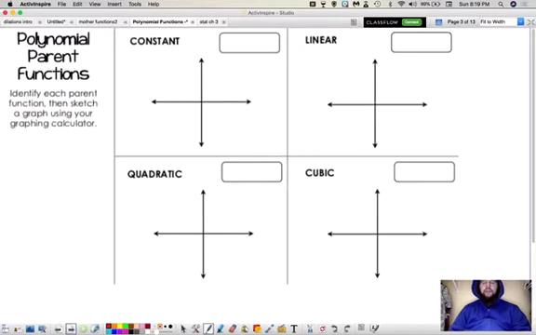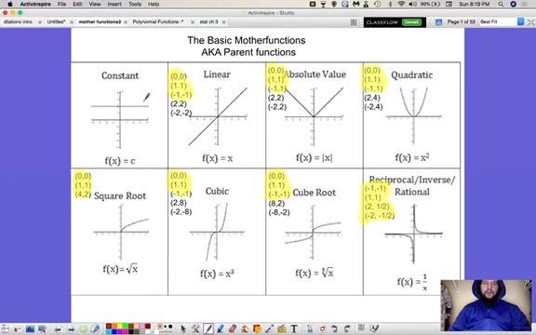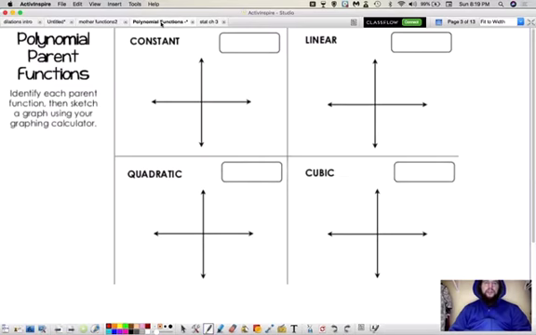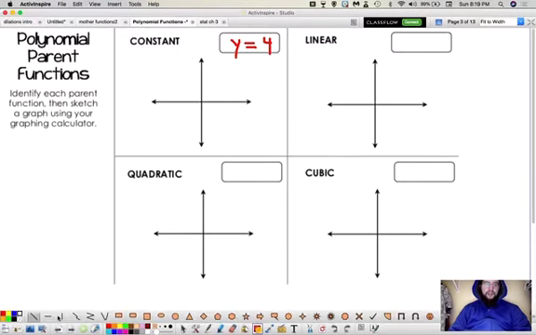Let's think back to our mother functions. So the constant mother function, the flat line, y equals a number, or f of x if you want to use function notation. I'll just go with y equals a number. Let's give it an example. It could be any number. Let's go with 4 because they did that earlier. And remember, a constant function is a horizontal line.